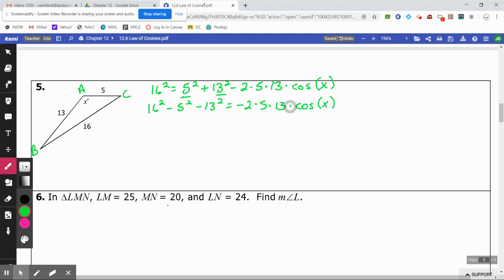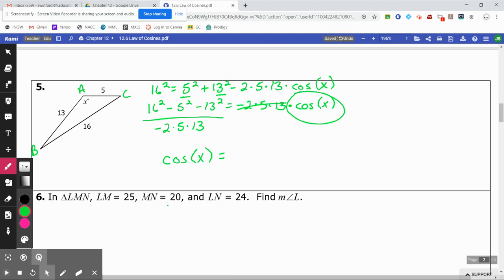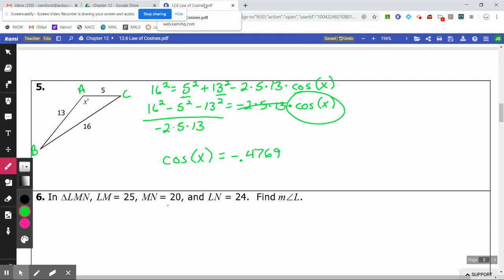Since these are being multiplied, I can mark these out by dividing by them. Negative 2 times 5 times 13. So that gives me now the cosine of x is equal to negative 0.4769. Now, I want to take this opportunity to remind you of something.